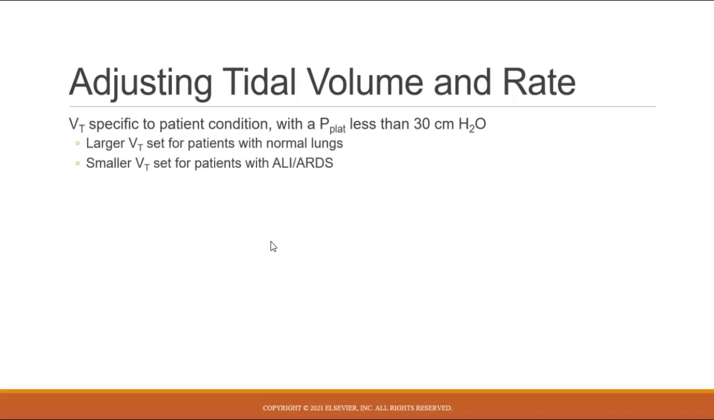So adjusting your tidal volume and rate. Remember, your tidal volumes are going to be patient specific. We want to keep our plateau pressures less than 30. So you can use a larger tidal volume, those 6 to 8 milliliters per kilogram for patients with normal lungs, and a smaller tidal volume, somewhere between that 4 to 6, for those patients with lung injury or ARDS.